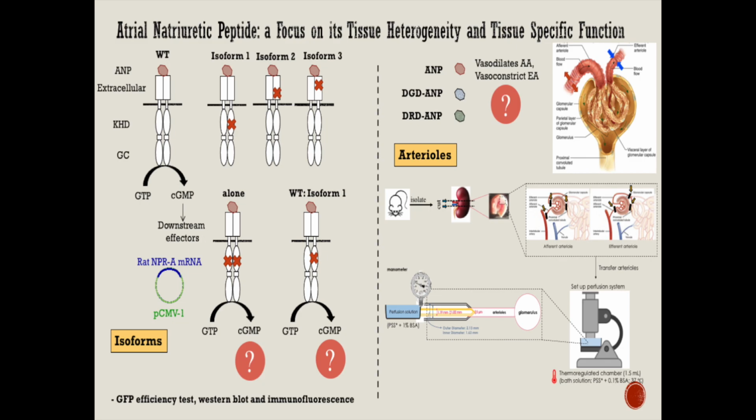These two AMP analogs were designed such that the DGD AMP analog retains only the renal function, while DRD AMP retains only the vasodilatory function with no renal function. For this project, I went on a research exchange to Germany to master the technique of isolating the renal afferent and efferent arterioles from mouse kidney and perfusing the vessels.